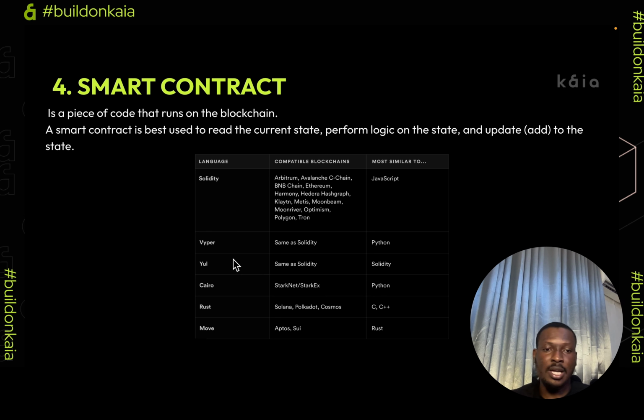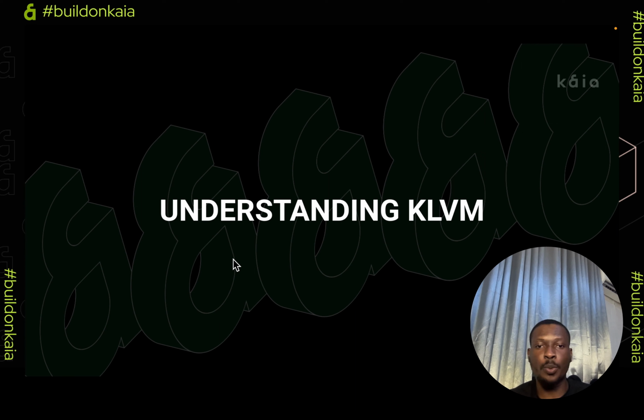Depending on the ecosystem and the blockchain architecture, there are different languages used for writing smart contracts. EVM compatible chains make use of Solidity, and other ecosystems make use of Rust, Move, and so on, right? In this bootcamp, you'll be learning how to write smart contracts using Solidity because Kaya blockchain is an EVM compatible chain.